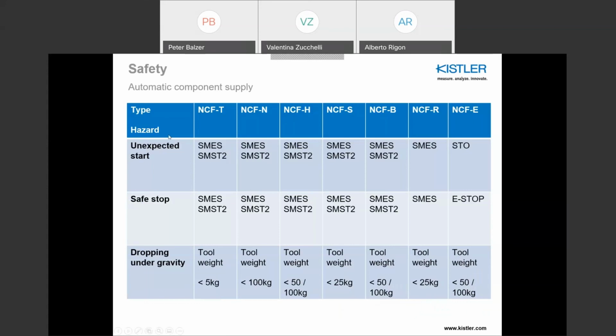Here you see how you can avoid the single risks. First of all, the unexpected start. You can always use the SMES, or for the NCFE the STO, because STO is also reachable with performance level E. Safe stop, you can also cover with SMES and with the E-stop function for the NCFE. And for dropping under gravity, you just need to keep in mind our maximum tool weight for each joining module. In most cases, it's lower than 100 kilogram, or with our small one, only 5 kilogram. For the NCFS, it's 25 kilograms. So please have a look at the data sheet. And then we can make sure that the holding brake is exactly avoiding dropping under gravity when the motor is powered off.